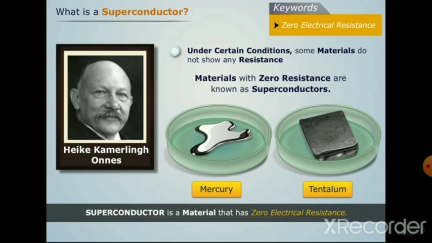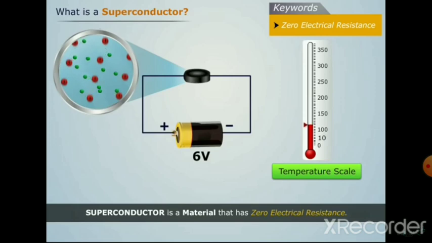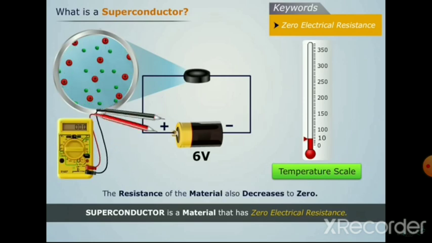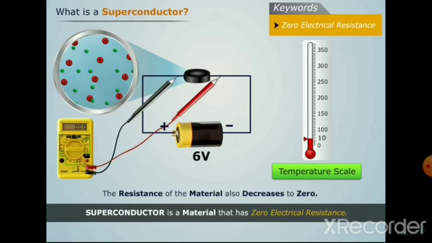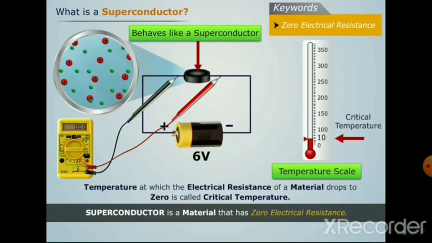Let's now discuss the condition under which the material shows the property of superconductivity. When we keep decreasing the temperature of a material, we see that the free electrons stop colliding with the ions. As a result, the resistance of the material also decreases to zero, and it starts behaving like a superconductor. The temperature at which the electrical resistance of a material drops to zero is called critical temperature.